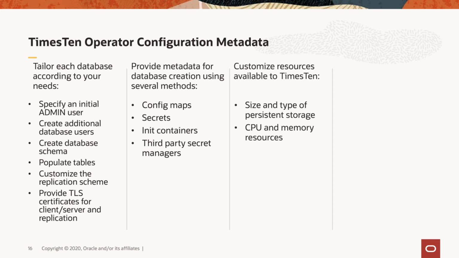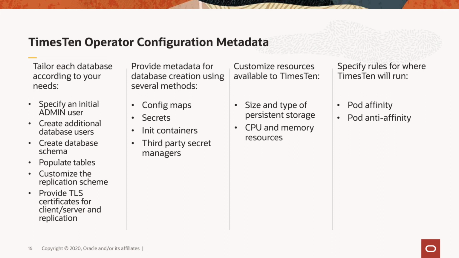Some of the things that you might want to configure, for example, you can configure the amount of resources that you make available in your Kubernetes cluster to TimesTen, such as the size and type of persistent storage, the number of CPUs, and the amount of memory in your Kubernetes cluster that you want to dedicate for the TimesTen databases, etc. And you can also specify complex rules, just as you can in Kubernetes itself, specifying affinity and anti-affinity and other rules that control where TimesTen runs.